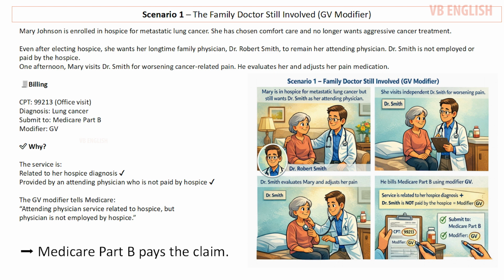Why? The service is related to her hospice diagnosis, provided by an attending physician who is not paid by hospice. The GV modifier tells Medicare: attending physician service related to hospice. Medicare Part B pays the claim.